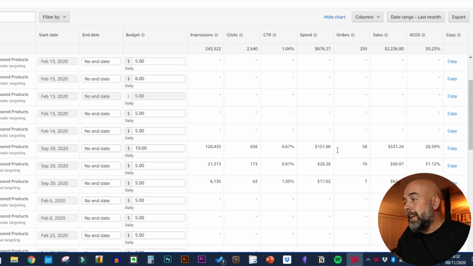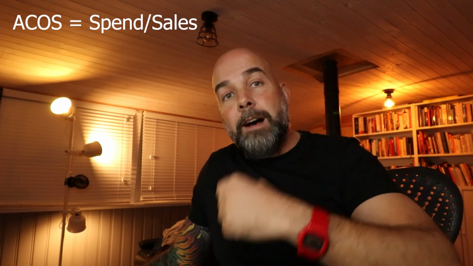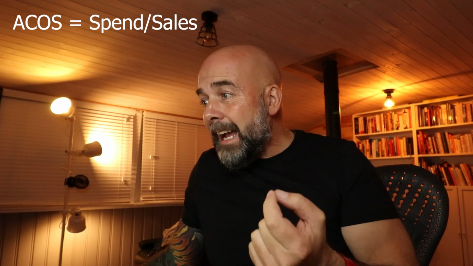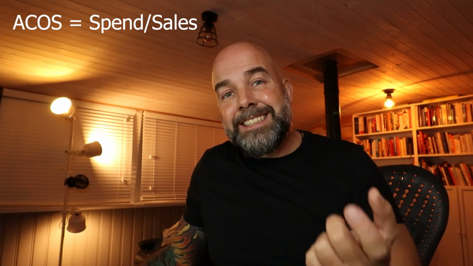Now we're looking here at the data for last month, and at this particular ad, which is an auto ad campaign, as I've just mentioned, and it had approximately 128,000 impressions, 858 clicks, and an ACoS of 28.59%. And this figure is important. The ACoS is the amount of spend divided by the amount of sales, and you get that as a percentage. Now, if you're selling a book for something like $6.99, the break-even ACoS percentage is around about 28%.